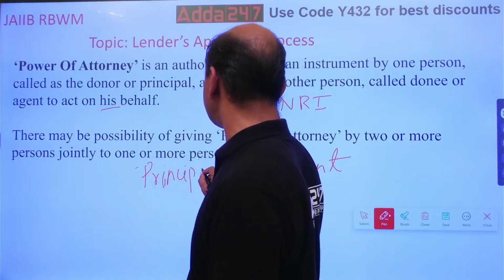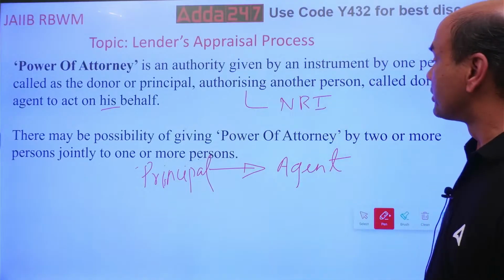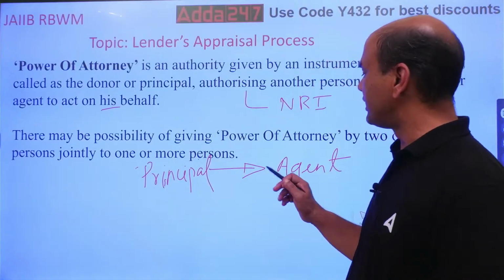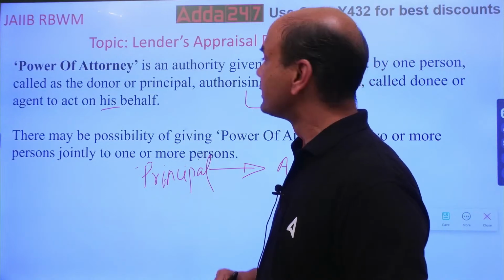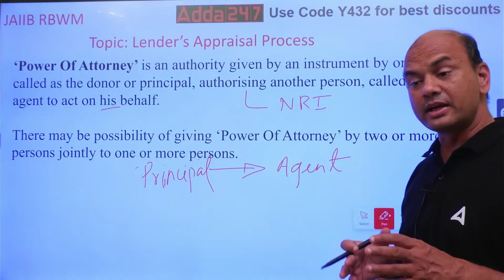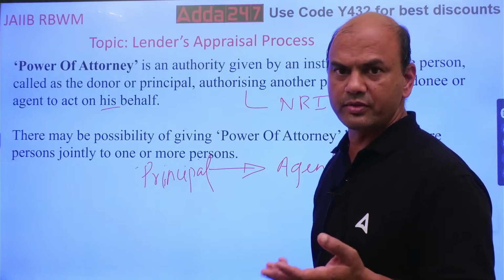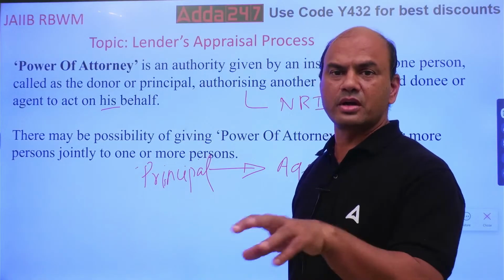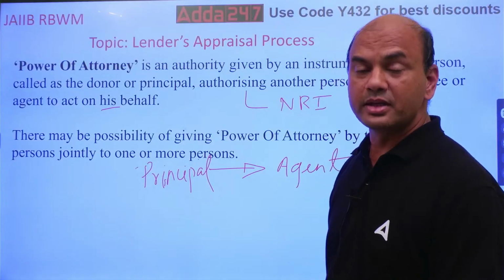Principal to agent. Okay, so basically it means this. Got it? So it can be understood by its meaning. Now there are two things in power of attorney. Sometimes you can give the POA only for operating a specific account. I'll be giving you the POA to operate only that savings account or current account, or to take a home loan, only for one purpose. That is known as specific POA.